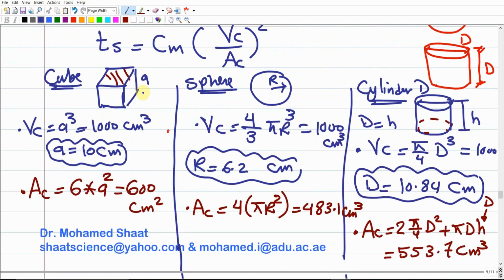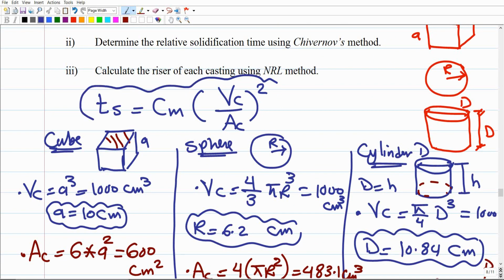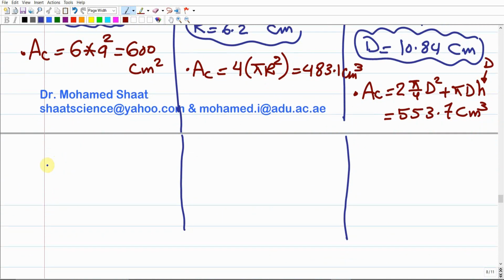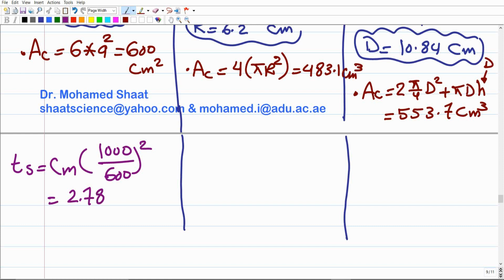of the three castings, as we mentioned, this is the expression for the solidification time, Ts. It should be Cm times Vc over Ac squared, right? So how much is the solidification time here, the Ts? It should be Cm times 1000 over 600 squared, right? So it's going to be something in terms of Cm. So 1000 divided by 600 squared is going to give us 2.78 Cm. This is not centimeter, this is the constant Cm, which is the constant of the metal.